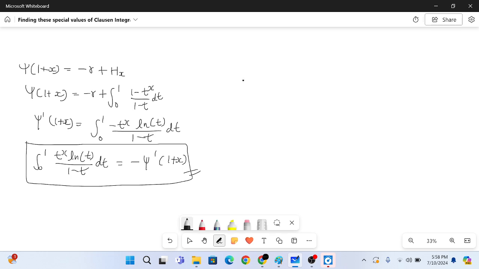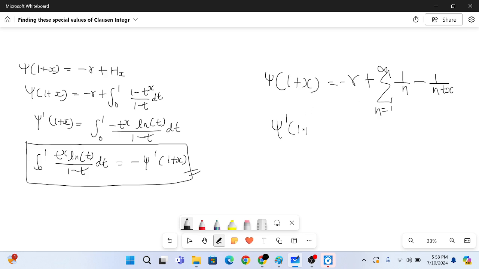Now similarly we know that we can write the digamma function as minus the Euler-Mascheroni constant plus the sum representation for the harmonic function, sum from n equals 1 to infinity of 1 by n minus 1 by (n plus x). Now if I differentiate this, the constant will go to 0, and we get sum from n equals 1 to infinity of 1 by (n plus x) square.